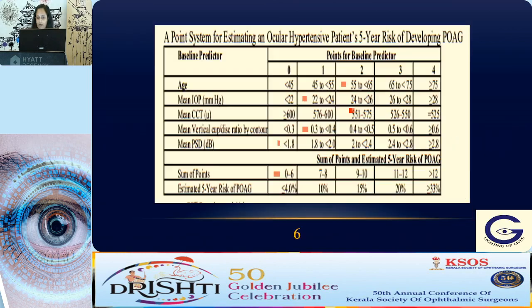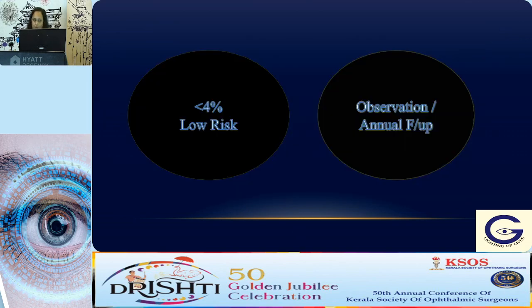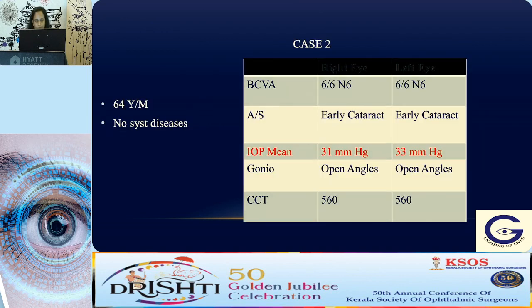Discs were normal, fields were normal. So when you consider the baseline predictors, the sum of the points comes as 6. That means the risk is less than 4%. That is a low risk patient. And here we can observe with an annual follow-up.